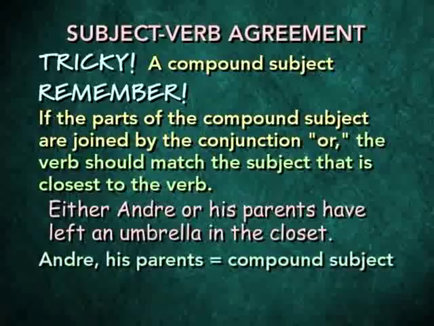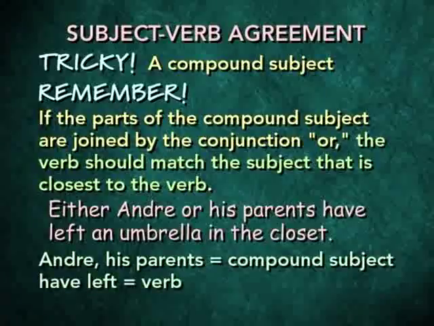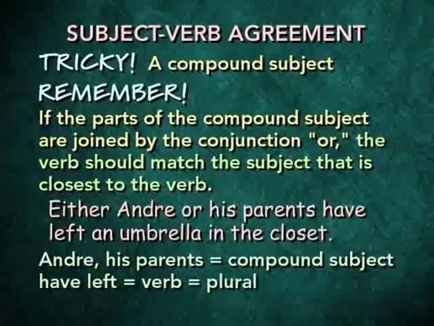Now, here we have a compound subject which consists of two parts, Andre, his parents. Now, notice that one of the parts is singular, Andre, the other is plural, his parents, and they're joined by the conjunction or. That means the rule kicks in that the verb should agree with whichever subject is closer to the verb. We have two subjects, one singular, one plural. Which one is closer to the verb have left? Well, his parents is closer to the verb than Andre. Since the plural subject is closer to the verb, it comes second in the compound subject. The verb should also be plural. So have left is correct.